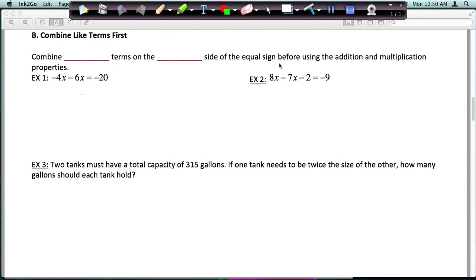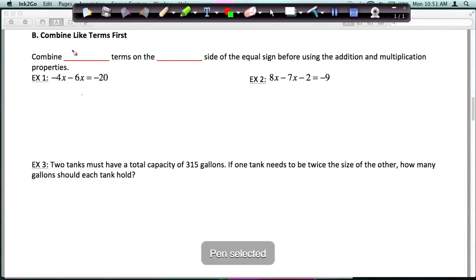Let's look at when you need to combine like terms first before you can use the addition and multiplication properties. So if you have like terms on one side of the equal sign, you need to combine the like terms on the same side of the equal sign before you can use the addition and multiplication properties. Or you could use those properties first, but this would just make it much simpler.